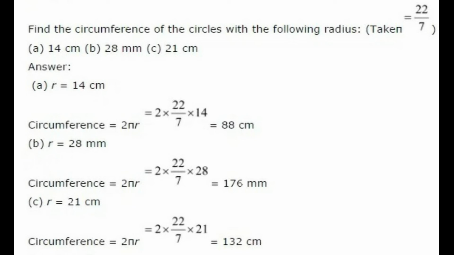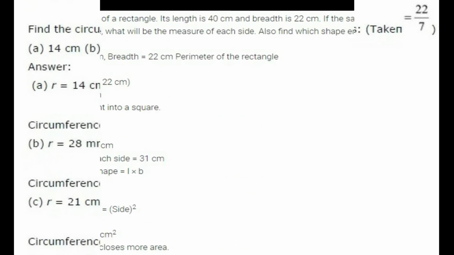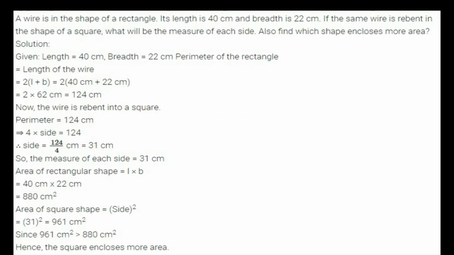So in this sum, the radius is given as 14 centimeter, and we are using the formula of circumference, that is 2 into pi into r. The value of pi is 22/7, so 2 into 22/7 into 14, that is 88 centimeter, right? And in a similar way, we are finding the second sum and the third sum also. So we will be ending our first part of area and perimeter with a very standard sum.